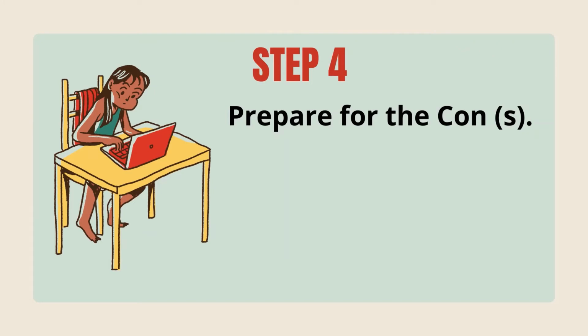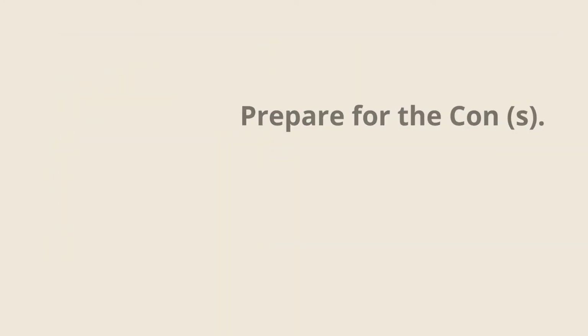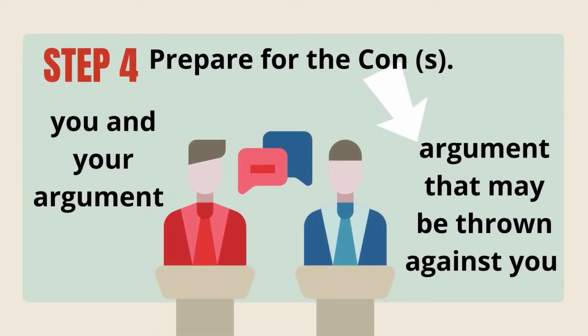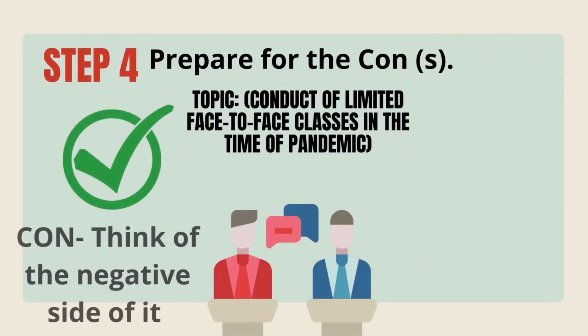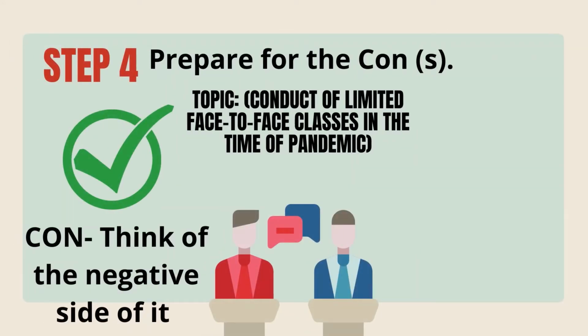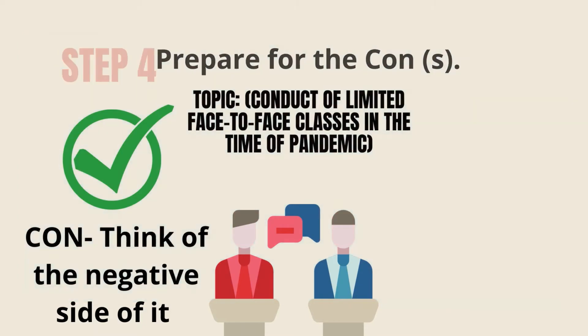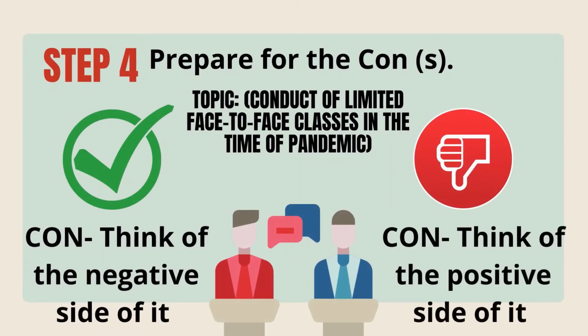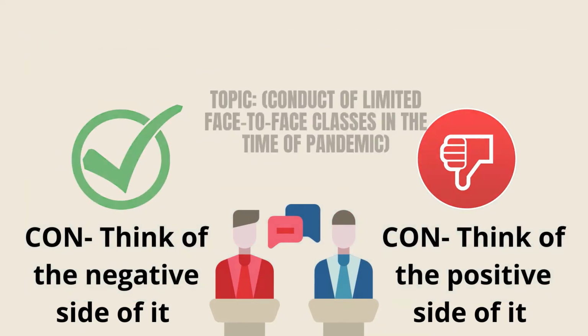Step 4. Prepare for the con or cons. This means that you have to think of the possible argument that an opponent may throw against you. So, if you are in favor of the limited face-to-face classes, you must think of the negative side of it. But, if you are against the face-to-face classes, you must think of its positive side. And there you have your cons.